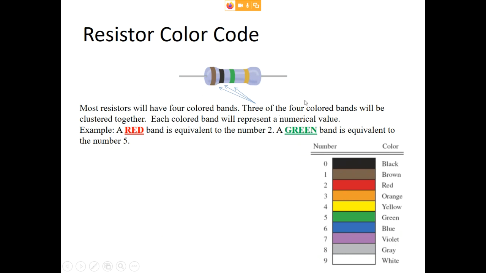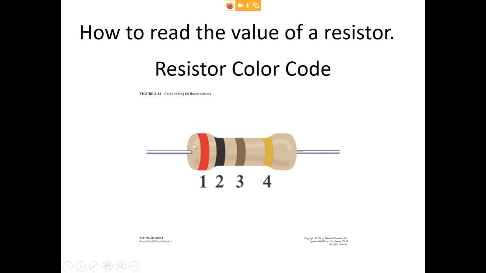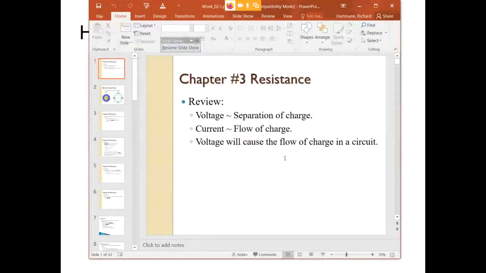So when you look at this first resistor I had, red was a 2, and black was a 0, so that's 2, 0, and then brown is a multiplier. Brown is a 1, but that's 10 to the first power.